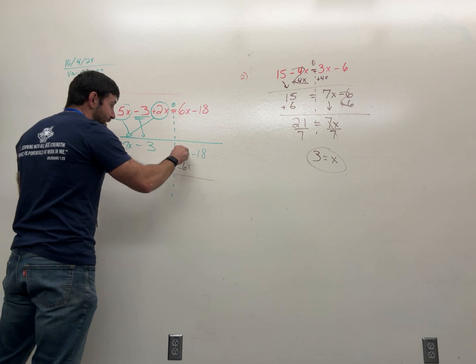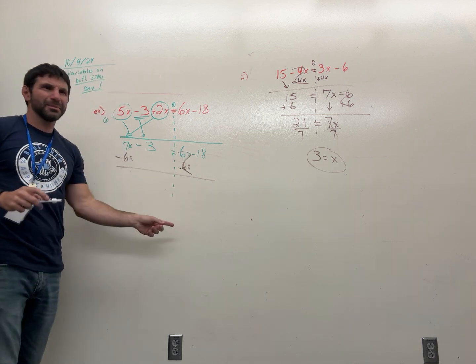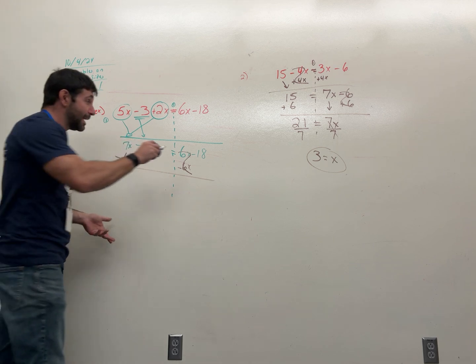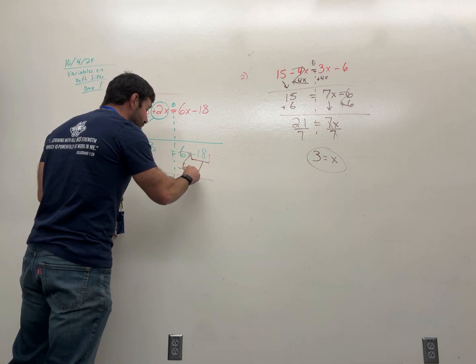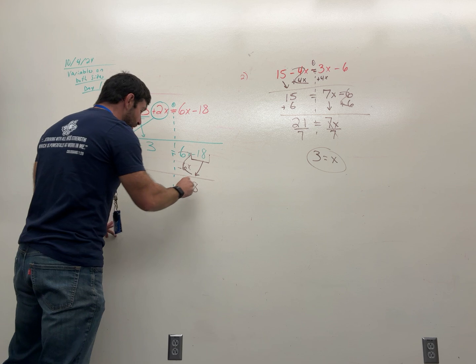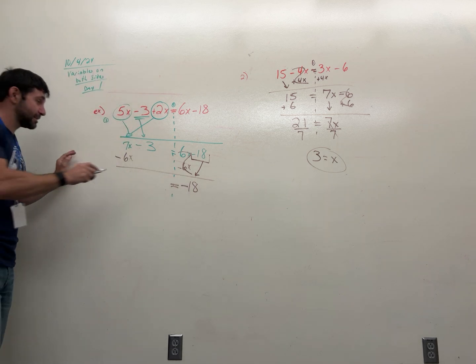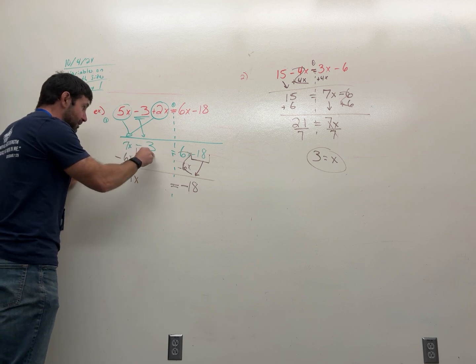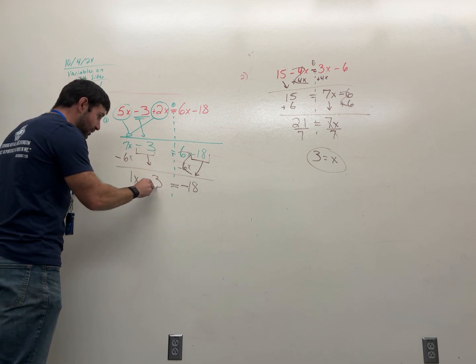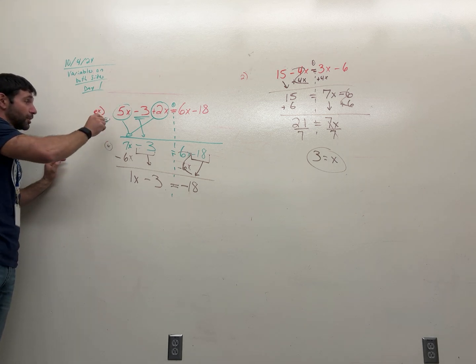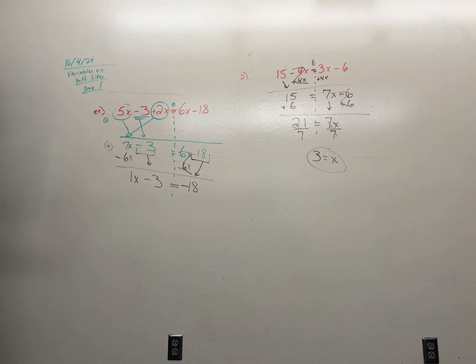6x minus 6x is 0. What comes down? Negative 18. We have to include the number and the sign. 7 minus 6 is 1x minus 3. Okay, so this was step 4. So we've done step 1, 3, and 4. Didn't have to do step 2 because there was no distributing. Step 5 we have to do.